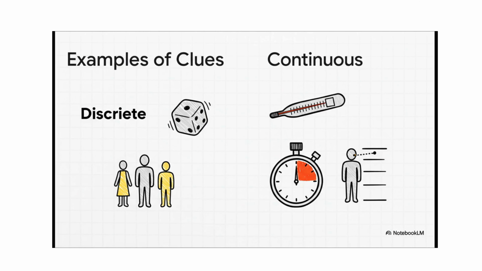So, for example, the number of students in a class or what you roll on a pair of dice, that's discrete. I mean, you can't have 3.5 students, right? But things like height, temperature, or the time it takes you to get to work, that's all continuous. Getting this difference down is absolutely key because it tells us which tools to use later in our investigation.